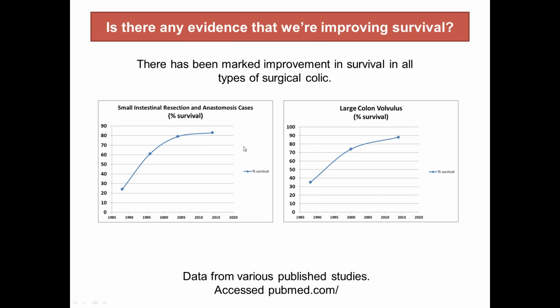So is there any evidence that we're improving survival? So I just took some of the reported survival rates for 2 really common and very serious types of colic in the horse. One is horses that have small intestinal resection. In the sort of mid-80s, it used to be about 25% of horses survived. Okay, that's abysmal. With changes in things like anesthesia, pre-operative or pre-surgical stabilization, post-operative management techniques, you can see that there is definitely a much higher survival rate nowadays.